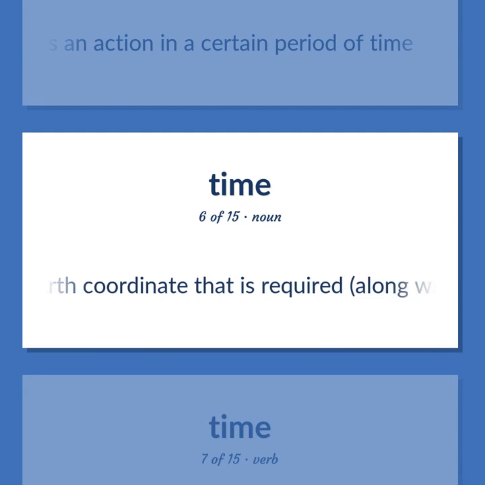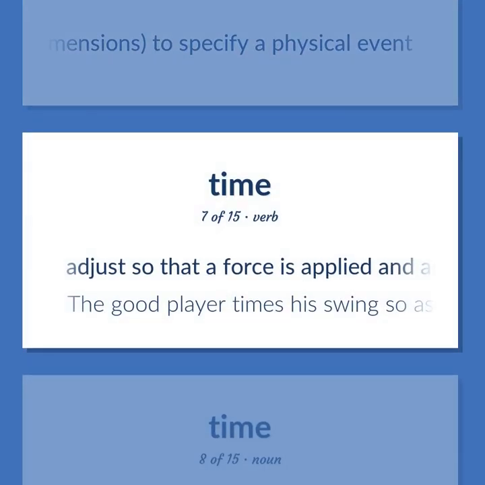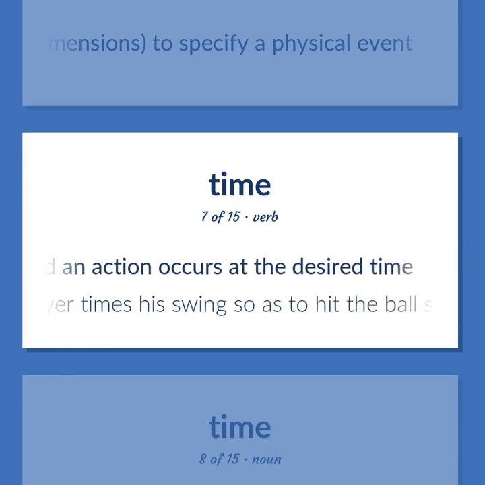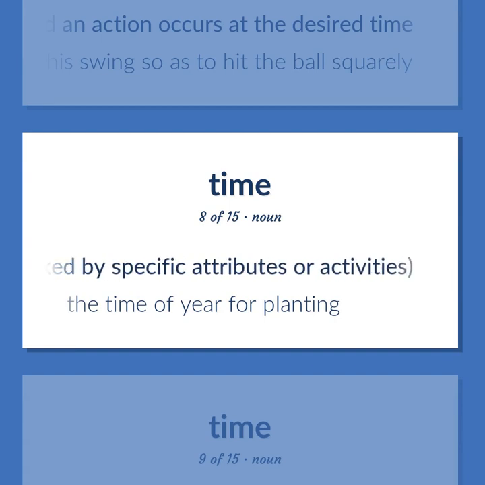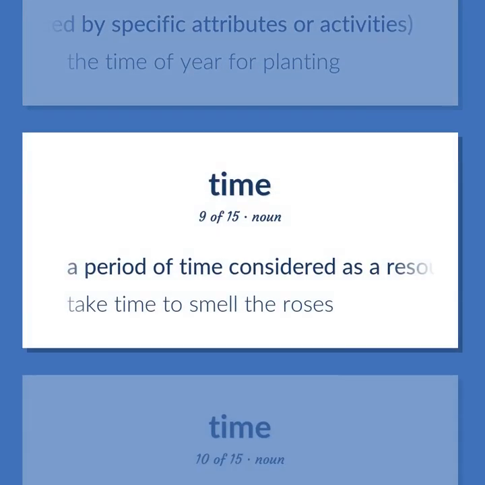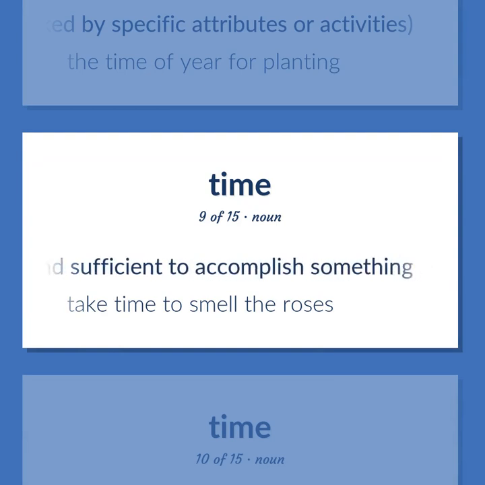The fourth coordinate that is required, along with three spatial dimensions, to specify a physical event. Adjust so that a force is applied and an action occurs at the desired time. The good player times his swing so as to hit the ball squarely. An indefinite period, usually marked by specific attributes or activities. The time of year for planting. A period of time considered as a resource under your control and sufficient to accomplish something. Take time to smell the roses.